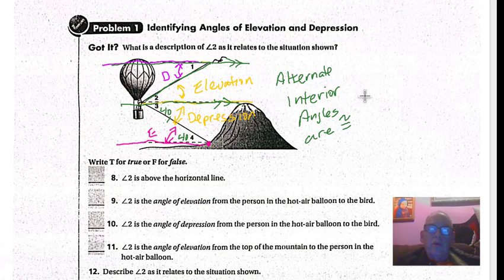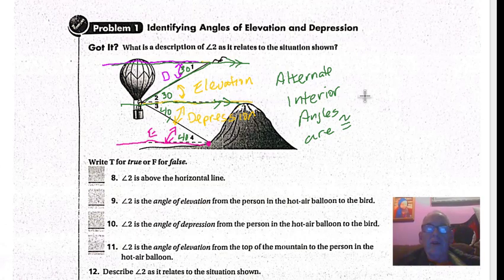Let's say the person on the balloon is looking up at the bird at a 30-degree angle of elevation. The bird is looking down at the person at a 30-degree angle of depression. Because of the parallel lines with the transversal, these two alternate interior angles are congruent. Because of these parallel lines with this transversal, these two angles are also congruent. So let's see, angle 2, let's answer these questions.